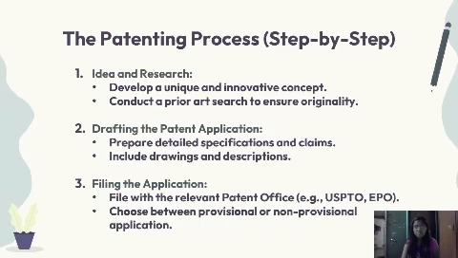The third step is filing the application. Once you have confirmed that it does not yet exist and that it is original, you need to make a draft of the patent application. Once drafted, you need to file the application in an official way. So you need to file it with the relevant patent office, be it USPTO or EPO. You need to choose between a provisional patent or a non-provisional patent.